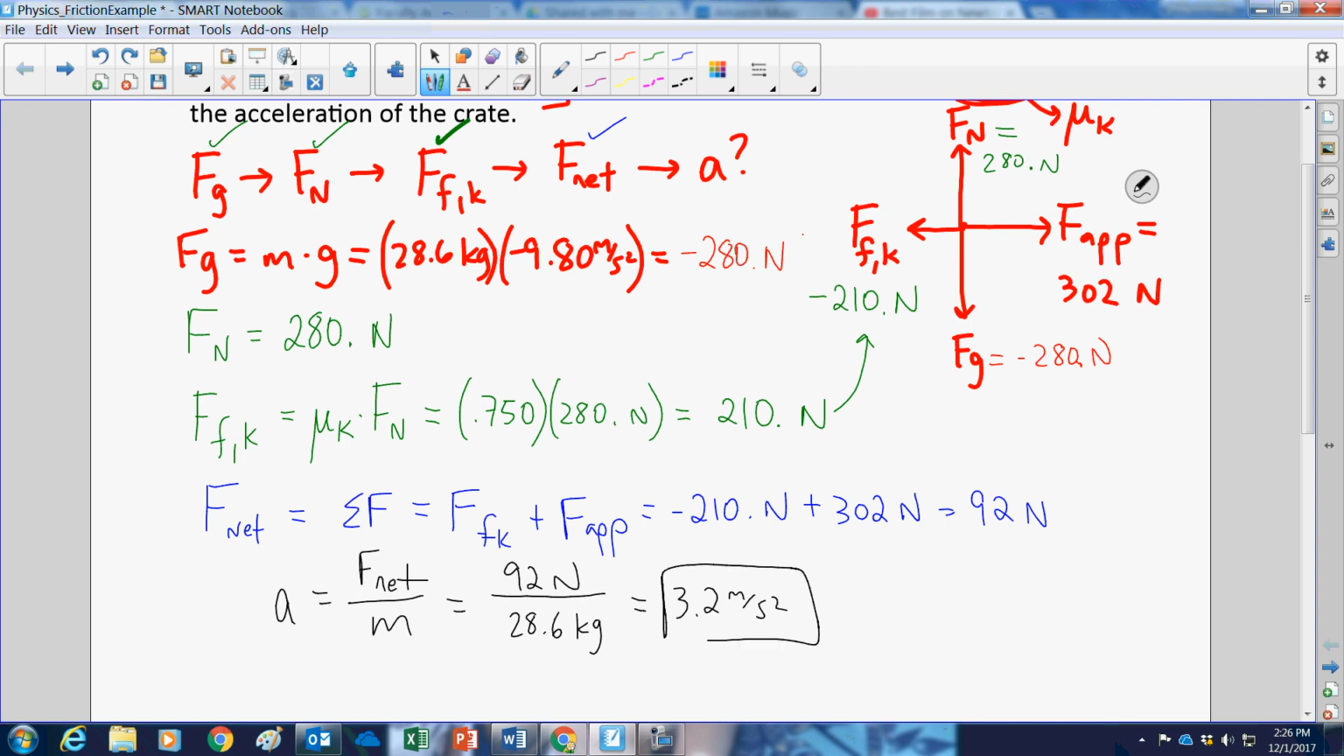Okay, so problems for homework are not exactly like this. They're all a little different. They ask for something different, or they give you something different. So it's like a puzzle, and I suggest always drawing the free body diagram first so that you know which pieces of the puzzle you're missing and which ones you can find right away.